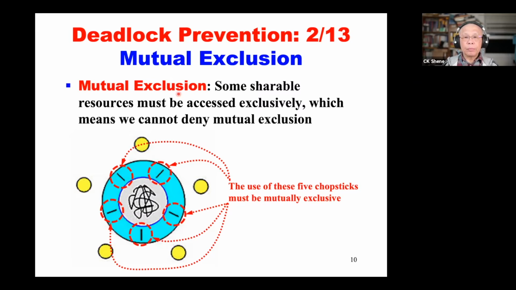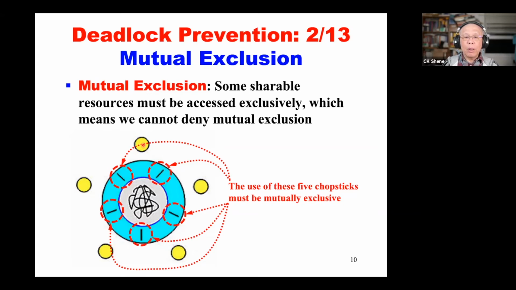mutual exclusion. Mutual exclusion means some resources are shareable, and these resources must be accessed exclusively. But if you want to make sure your program can execute properly, then we cannot deny mutual exclusion. Let's take a look at the philosophers problem. We have five chopsticks. Each philosopher must have his left and his right chopstick at the same time to eat.